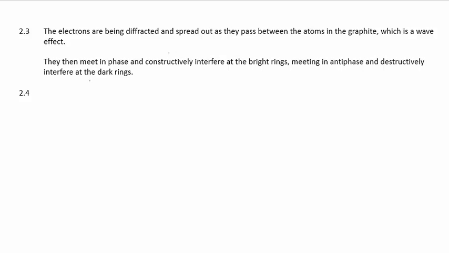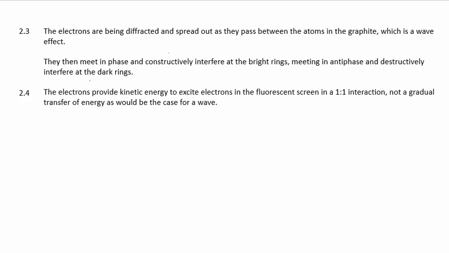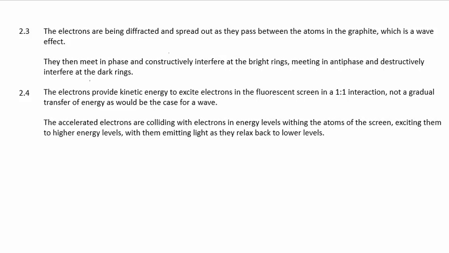In 2.4, we're to explain how the emission of light from the screen shows the electrons are behaving as particles. Well, they provide kinetic energy to excite electrons in the screen. This is a one-to-one interaction, not a gradual transfer of energy as it would be for a wave. The accelerated electrons are colliding with electrons within energy levels of the atoms of the screen. They excite them to higher energy levels. They emit light as they relax back to lower energy levels.